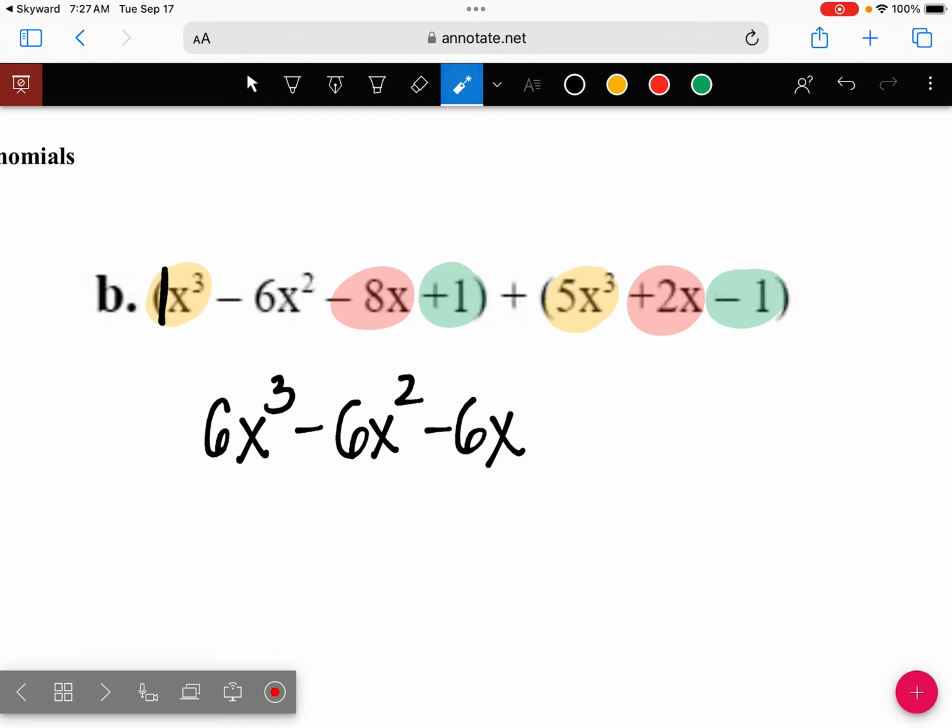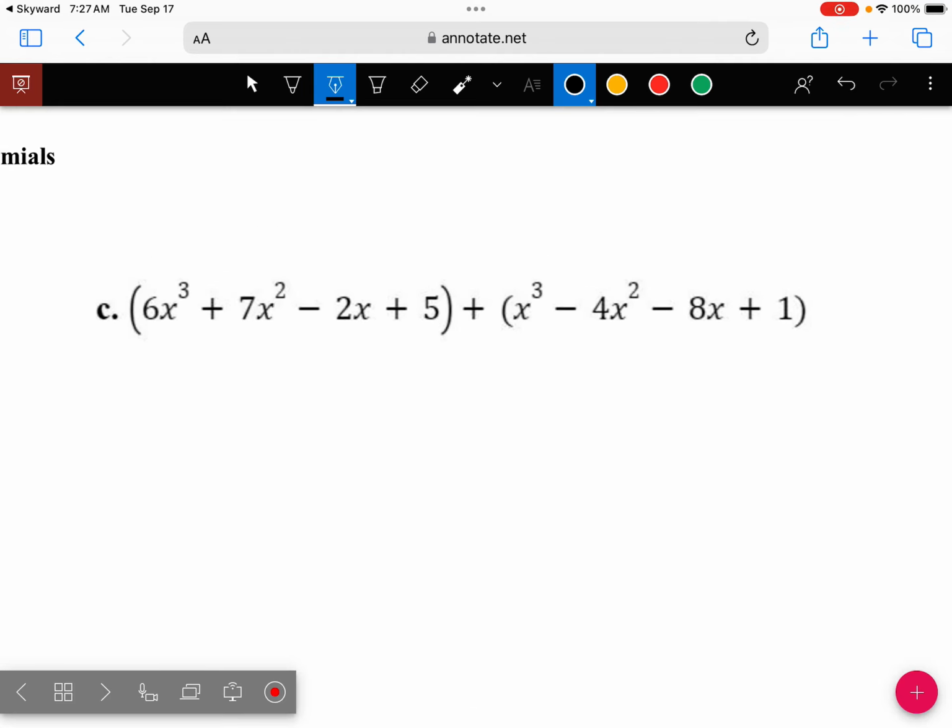And then at the end, the negative 1 and the positive 1 cancel out. So you don't have to write anything. You could either leave it like that, or you could just add the plus 0. That plus 0, though, is optional. You can leave it off. Any questions?